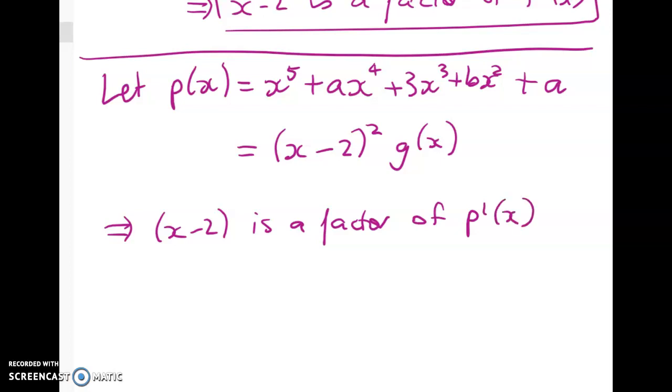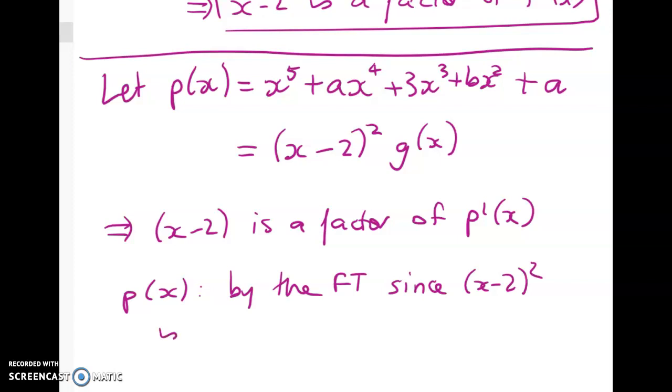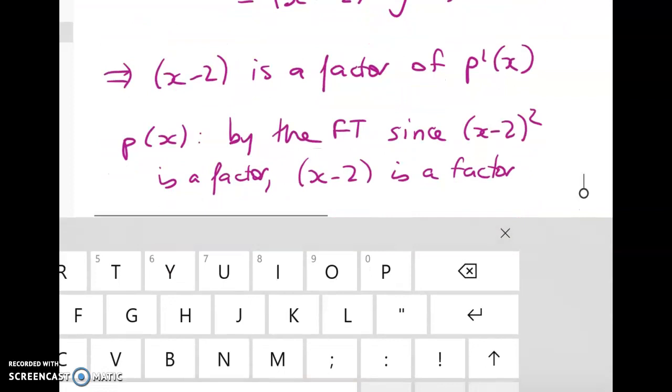Okay, now what can I do now? Well, we've got p of x. So by the factor theorem, if x minus 2 squared is a factor, we must also have x minus 2 as a factor. Right, it's just like when you're learning your tables. If 8 is a factor of a number, then we know that 2 is a factor of that number. Same thing here, just a little bit harder.